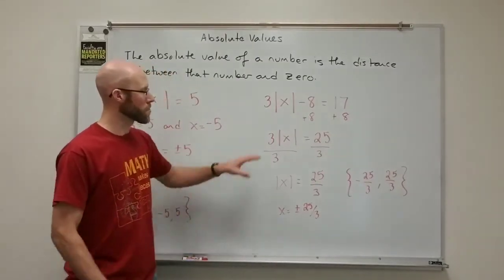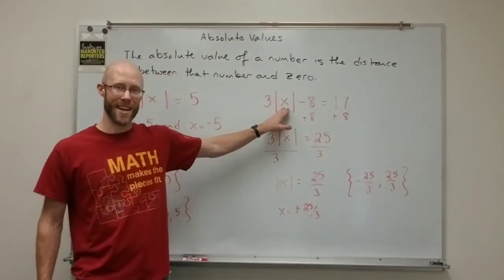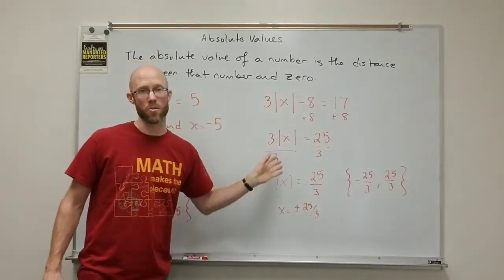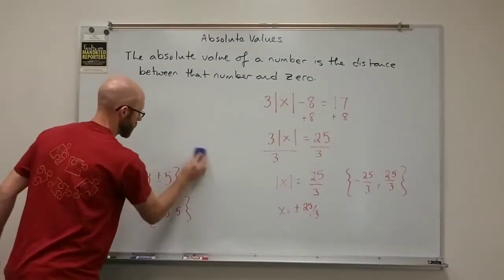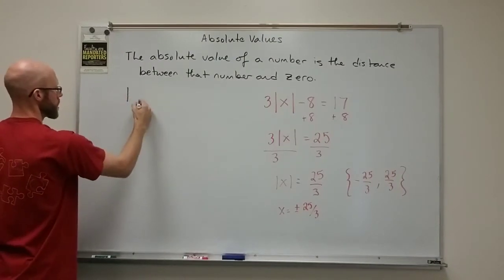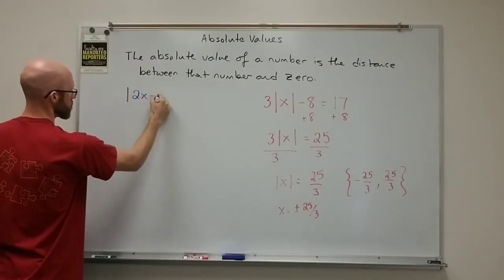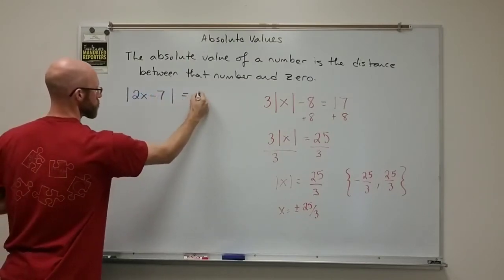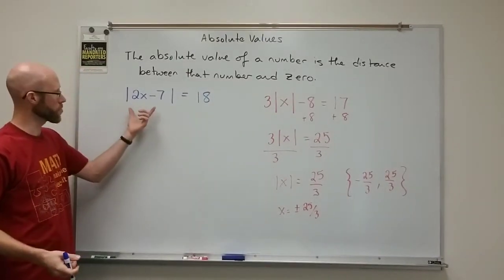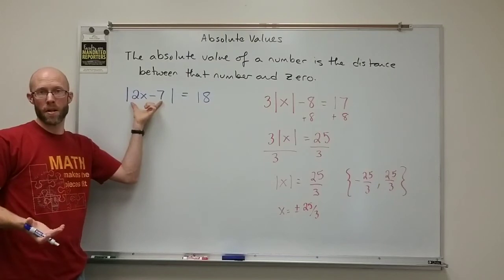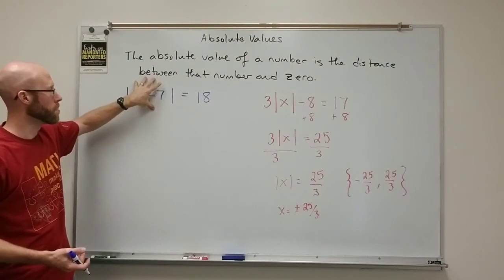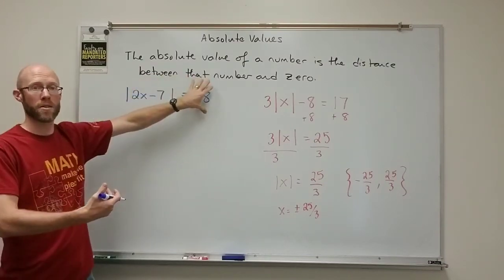Now these absolute value equations can also include more inside the absolute value, but the process that we use is going to be very similar. So let's look at another example. Let's take the absolute value of 2x minus 7 is equal to 18. In this one, I don't know what the 2x minus 7 is going to be, but I know that whatever goes into the absolute value must come out as a positive 18.